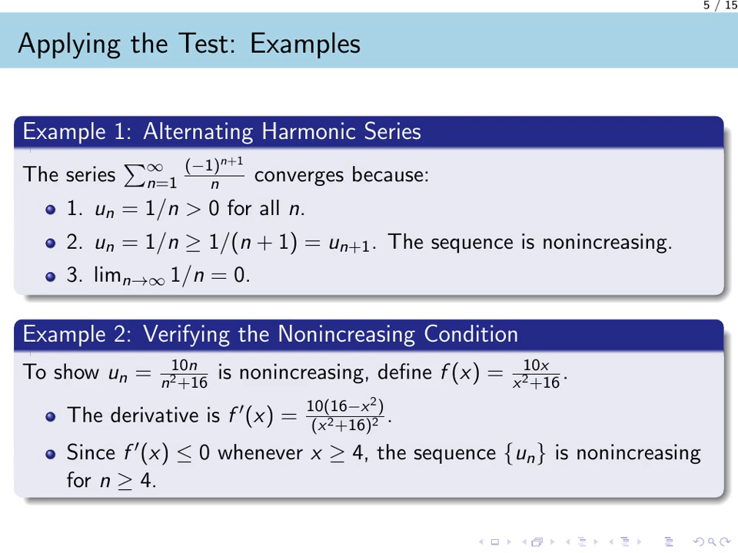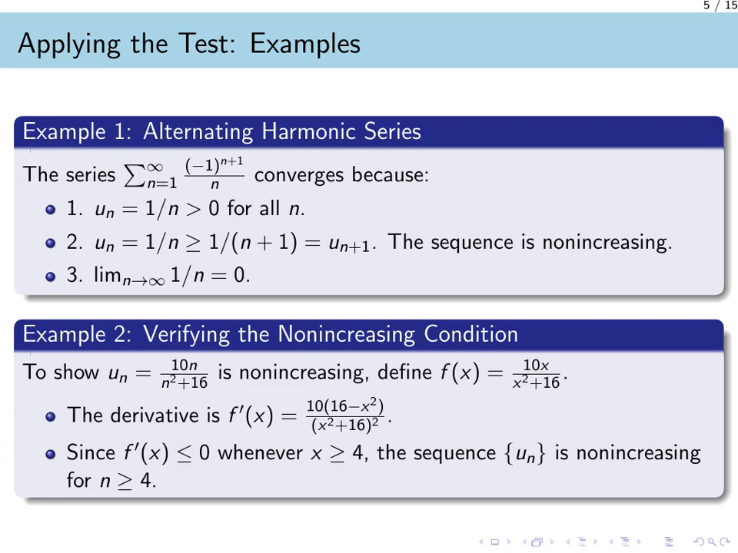Let us apply the alternating series test to see how to use its three conditions. Our first example is the classic alternating harmonic series. Here the terms u sub n, which are 1 over n, are always positive. The sequence is also non-increasing, since 1 over n is always greater than or equal to 1 over the quantity n plus 1. Finally, the limit of 1 over n as n approaches infinity is 0. Since all three conditions are met, the series converges.